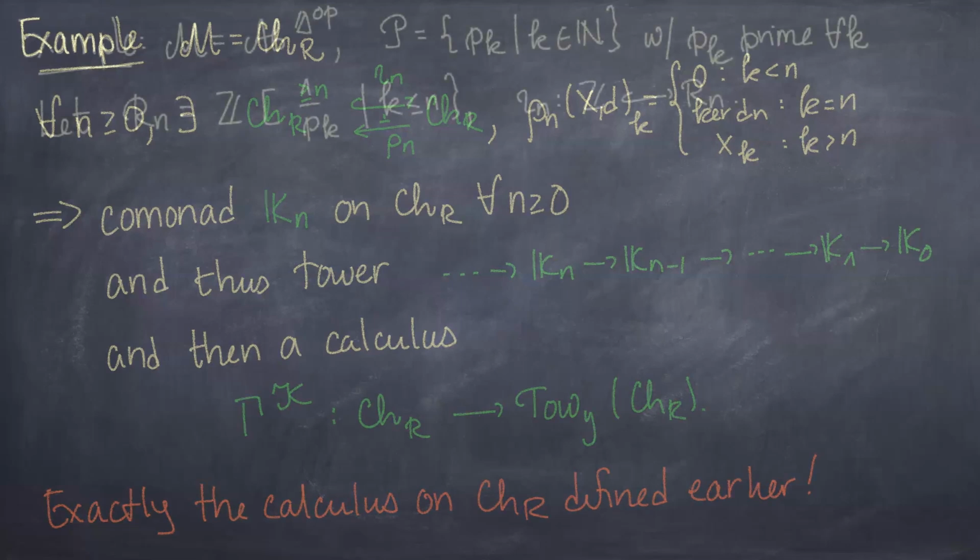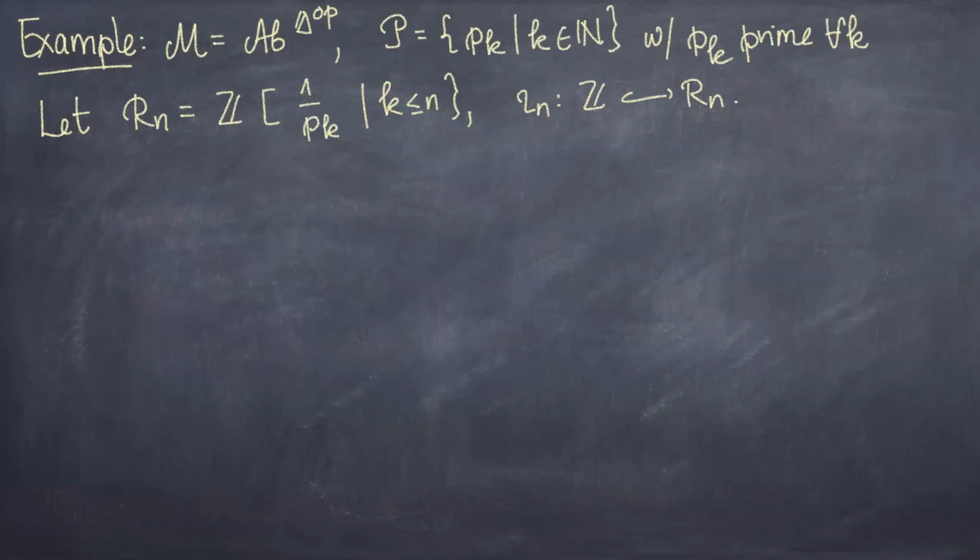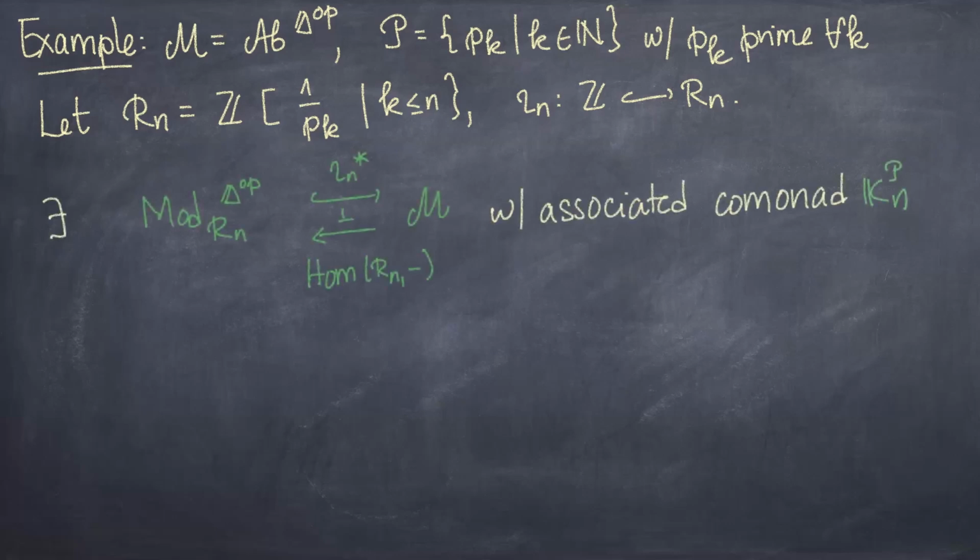Something that we didn't see yet was to start with simplicial abelian groups. Let's consider some set of primes. And let's get from the set of primes a sequence of rings where in ring Rn, we've inverted all the primes pk up to level n. And let's let iota n be the inclusion of the integers into Rn. So there's an associated adjunction to this where the left adjoint is coming from restriction along iota n.